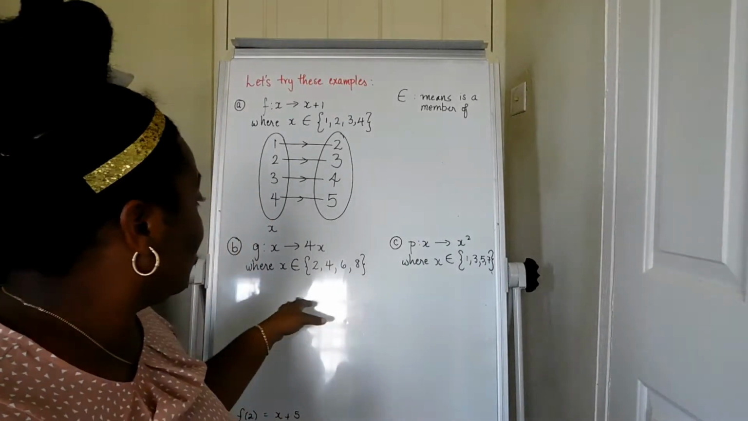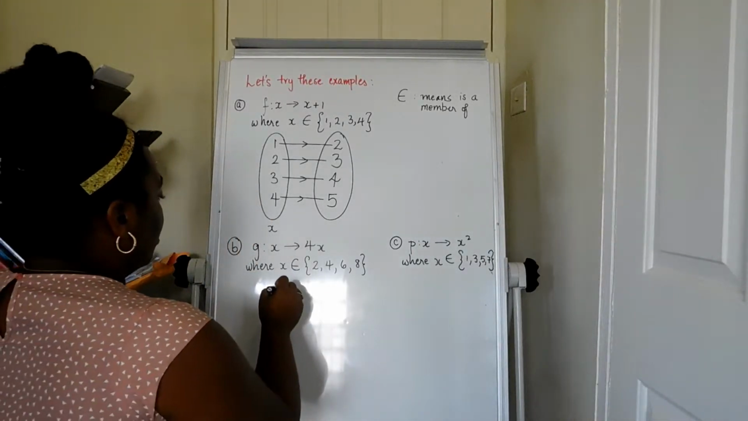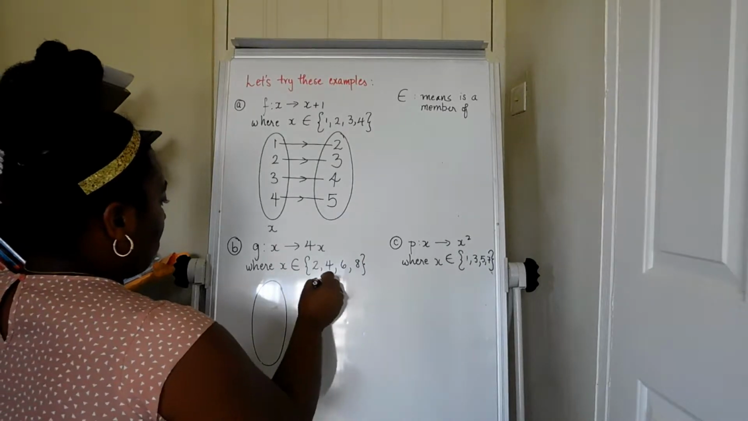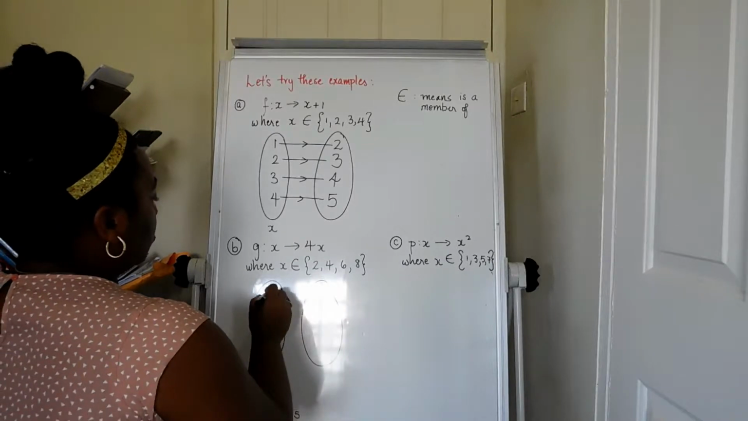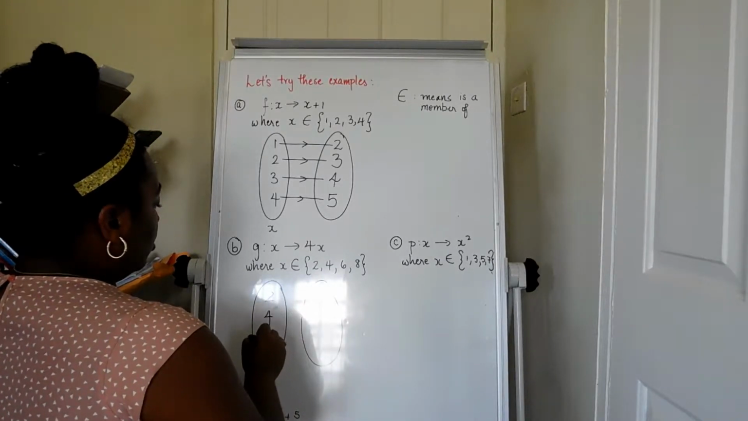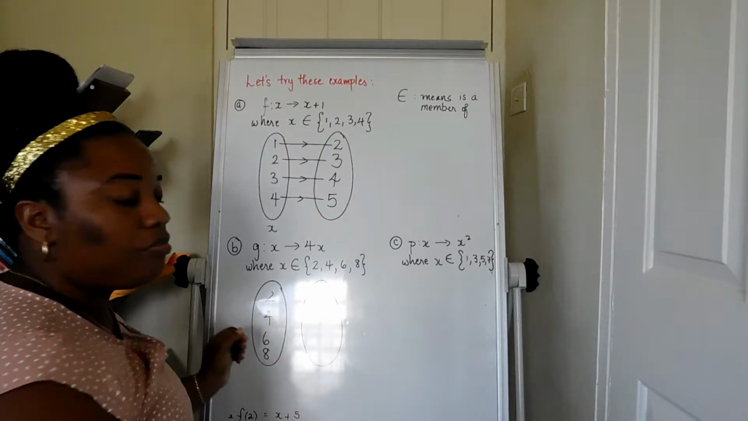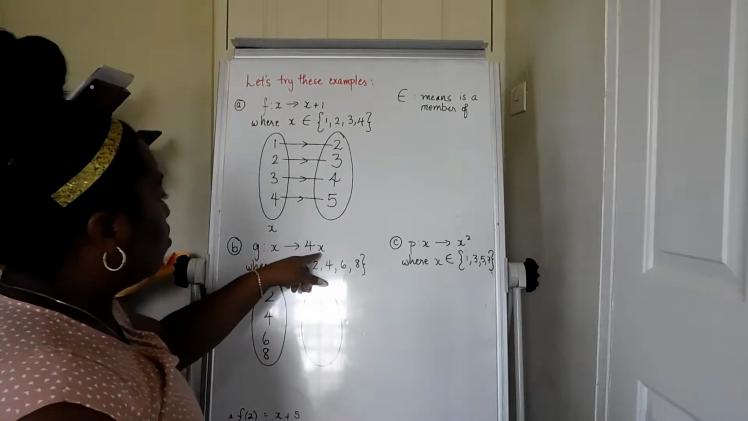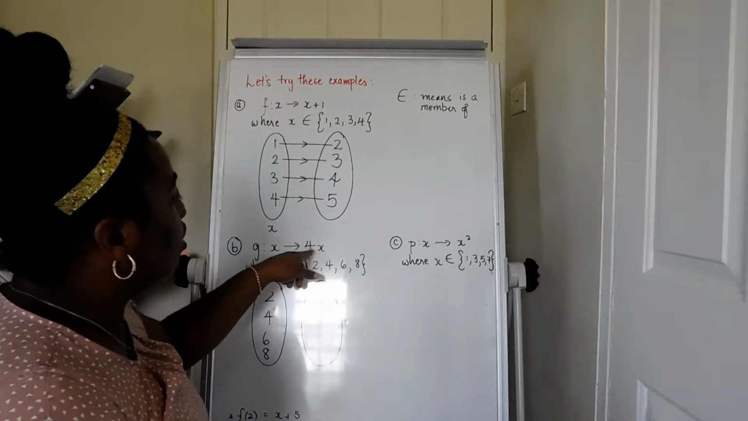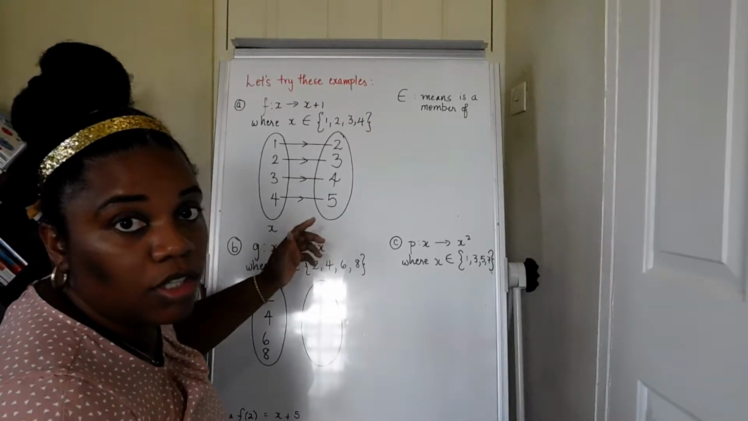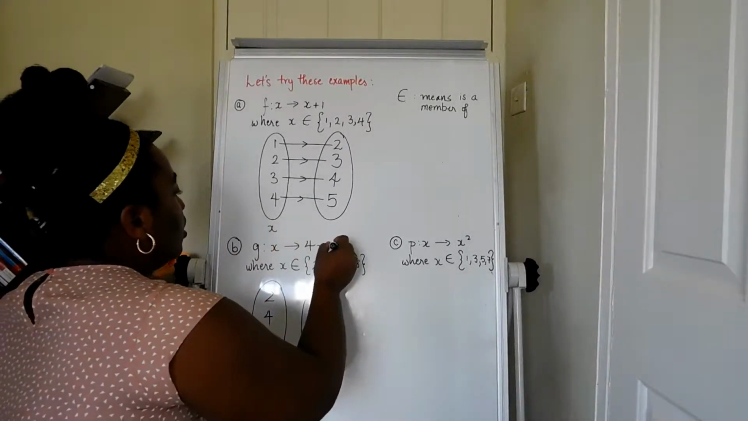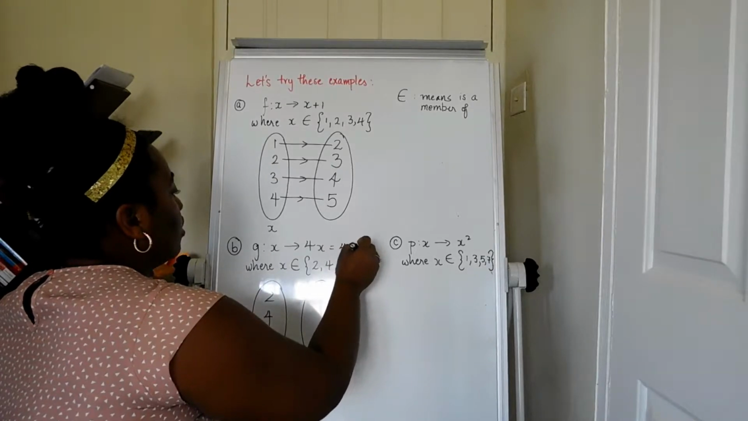So let's try this one. We're going to do 2 ovals again. And since we have the elements here, we're going to just put them in. 2, 4, 6, and 8. And we're going to do 4 times x. So when you see a number next to a letter, call it a variable, you're multiplying. This is actually 4 times x.